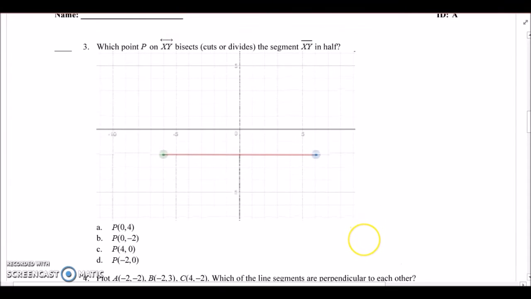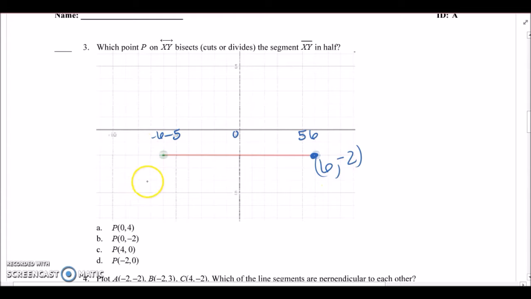Let's look at this one. Which point P on line segment XY bisects, or cuts and divides, the segment XY in half? Well, let's look. It's hard to see on here, but this is -5 and this is +5, 0. It's hard to see some of these lines, they didn't show up very well, but we can count. So right here is -6, right here is 6. This coordinate is at 6, -2, and this one is at -6, -2.